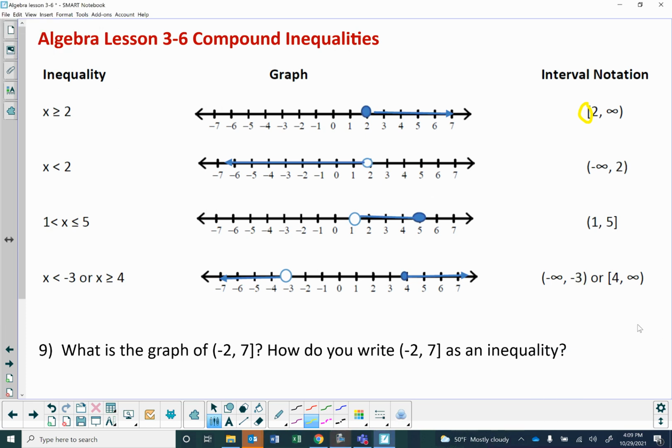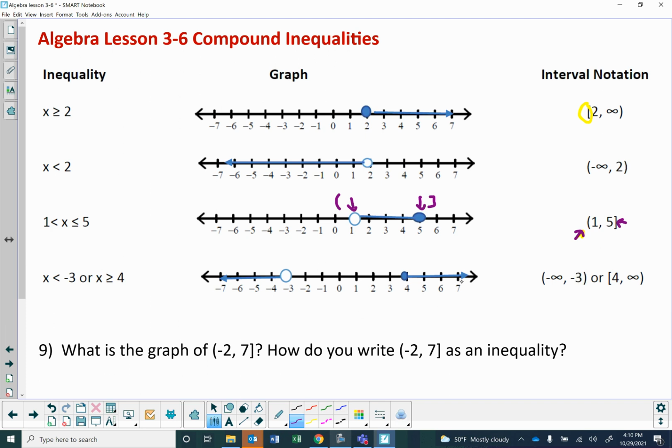So if we look at this third inequality again, if we have x is greater than 1 and less than or equal to 5, the 1 is not included. That's why there's a parenthesis here. But the 5 is included. That's why there's a bracket, because if it's a closed circle, we put a bracket. If it's an open circle, we put a parenthesis. So here in this last one, this was an and inequality.